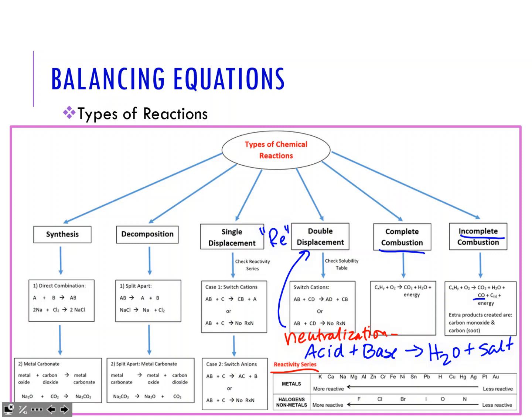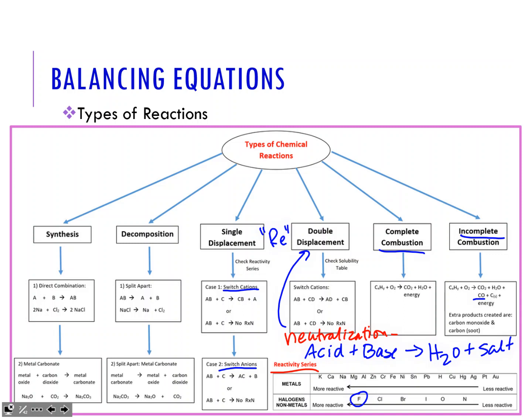So activity series, and then of course, you do have two different ones that can switch. You can do cations or anions. If you're doing anions, that's going to be your nonmetals. Fluorine is the most reactive nonmetal. So fluorine can kick anything out of the compound, but it has to be higher up on the reactivity series in order for it to take the place of the element in the compound.